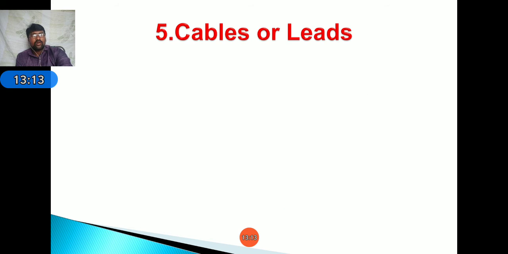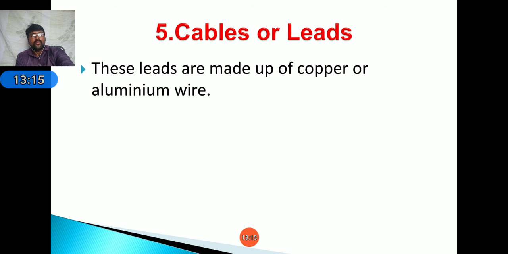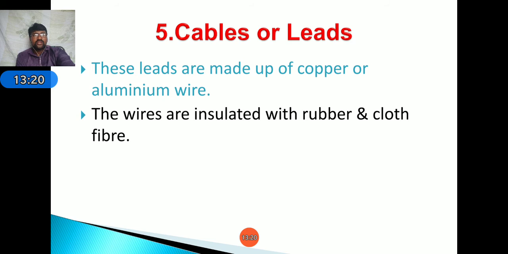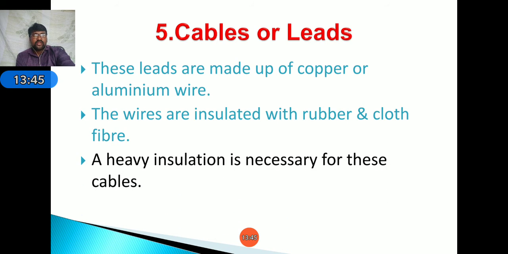Next, cables or leads. Here, the leads are made up of copper or aluminum wire. The wire is insulated with rubber and cloth. During the welding process, in some cases the wires will touch the body of the operator, which is harmful to the operator. For that reason, we have to insulate the cables or leads using rubber and cloth fiber. Heavy insulation is necessary for these cables.